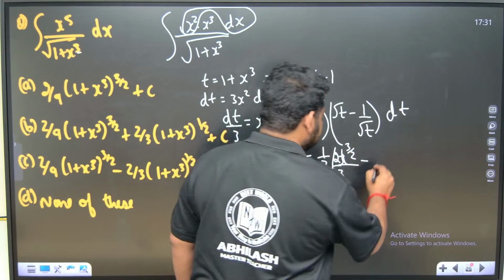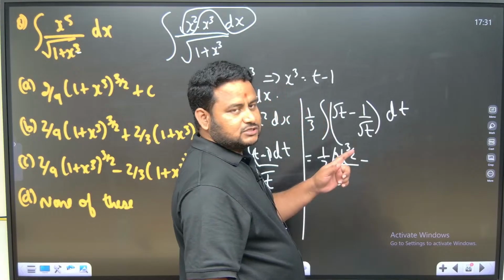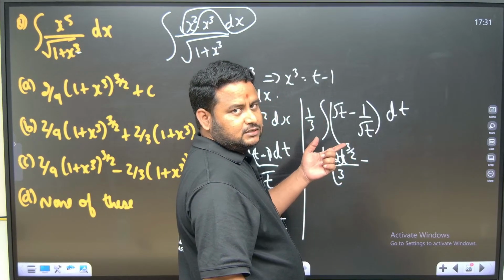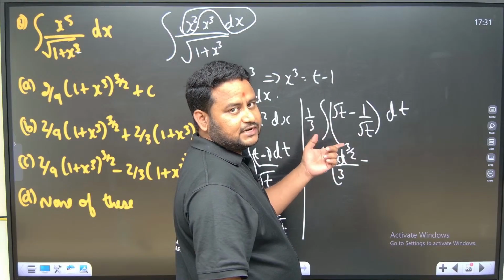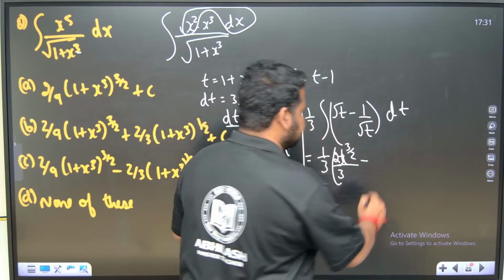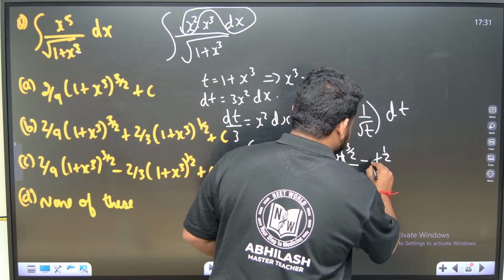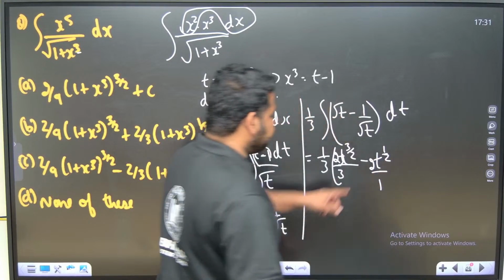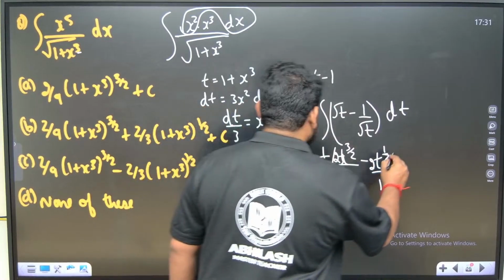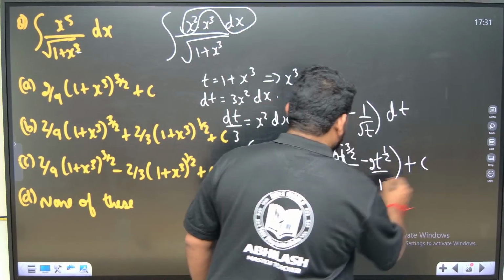1 by root t can be written as the integral of t to the power of minus 1 by 2. T to the power of minus 1 by 2 can be written as t to the power of 1 by 2 divided by 1 by 2. So this can be written as 2 times t to the power of 1 by 2. Okay, this is what I will have, plus c.